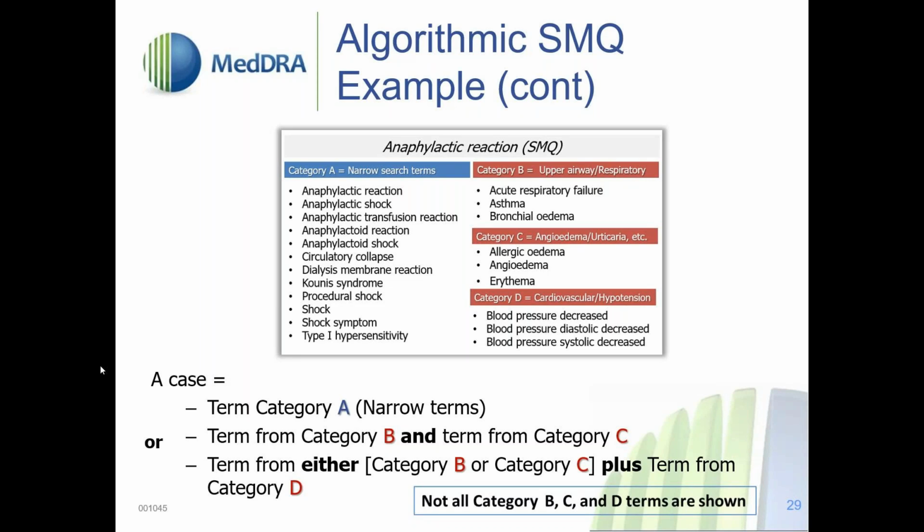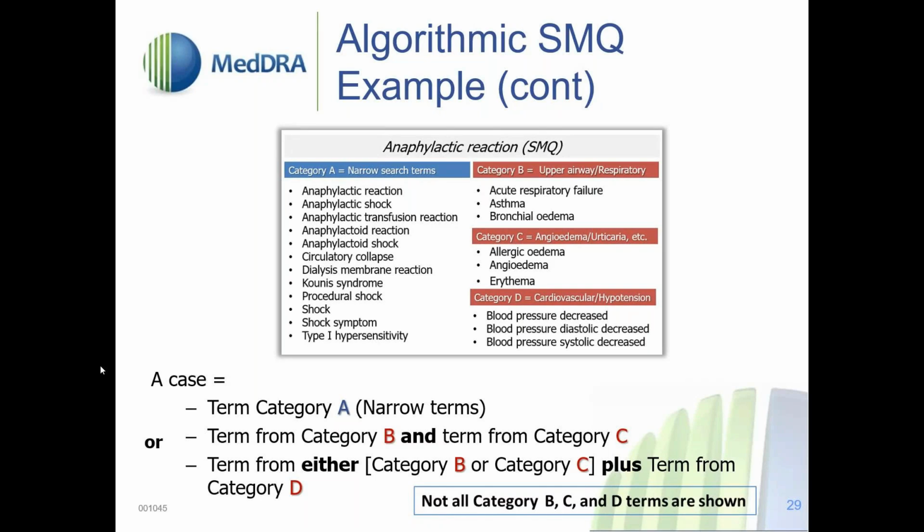So we have the narrow search term plus 3 categories of broad search terms. Category B describes upper airway and respiratory symptoms. Category C describes angioedema, urticaria, etc. And then category D, cardiovascular and hypotension terms.